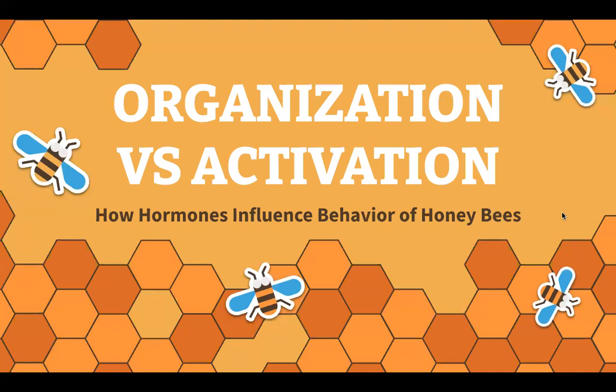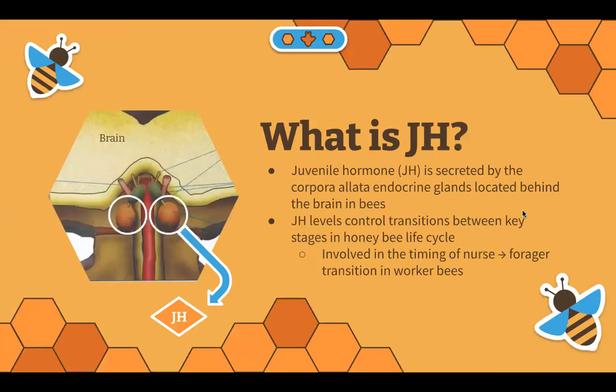Hi, everyone. Today I'll be talking about how hormones can influence the behavior of honeybees both by organizational and activational effects. First of all, we're just going to go over what JH is. It stands for juvenile hormone, and it's secreted by the corpora allata endocrine glands located behind the brain in honeybees. And we've seen in class how JH levels actually control transitions between key stages of the honeybee life cycle. For instance, it's involved in the timing of nurse to forager transition in worker bees.